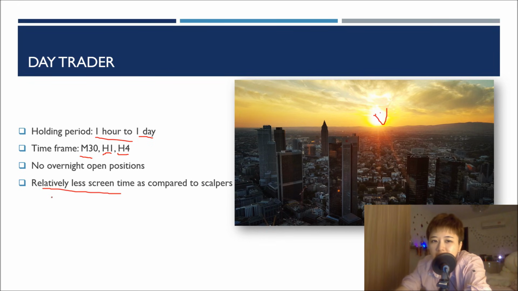You would require less screen time as compared to scalpers, which is a good thing, and hence you experience less stress. So if you're somebody who cannot sleep with an open trade, then you can consider becoming a day trader.